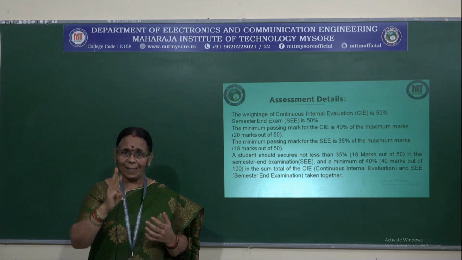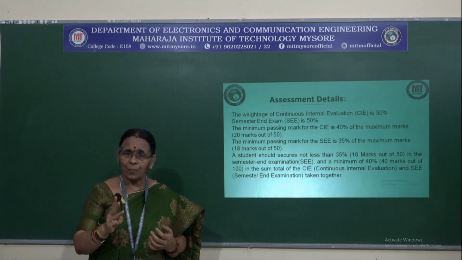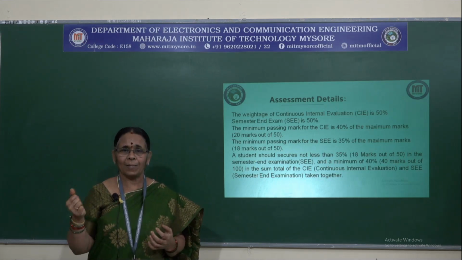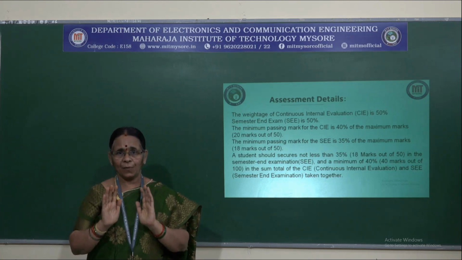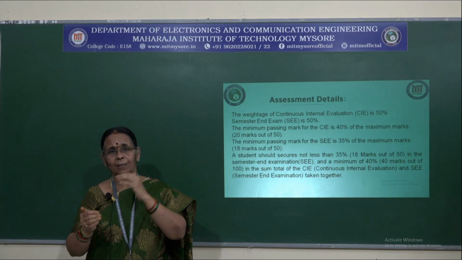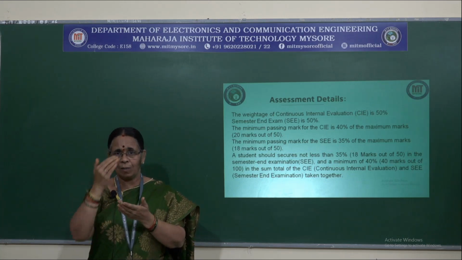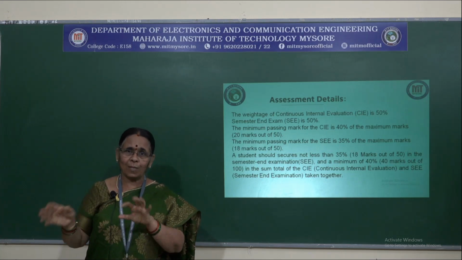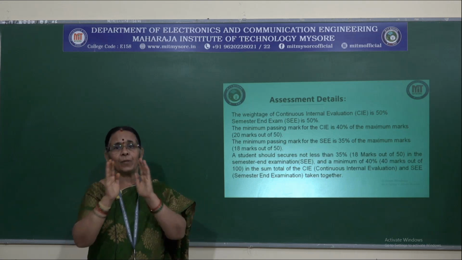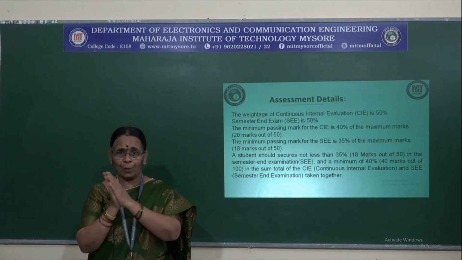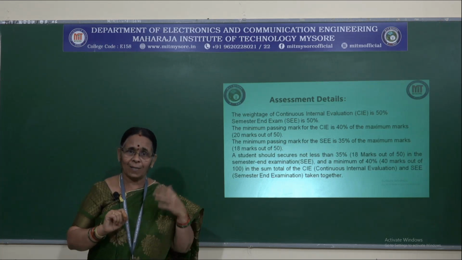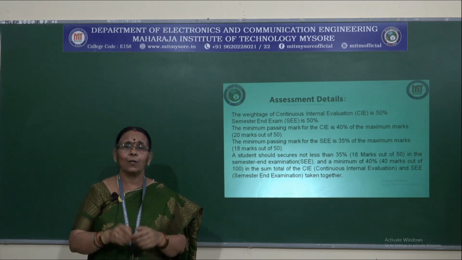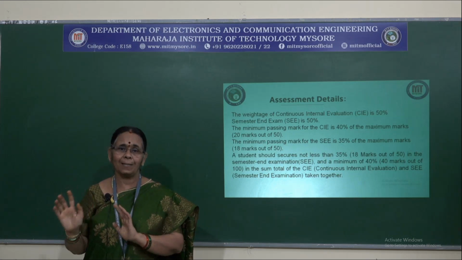That means 3 tests of 20 marks each, and then 1 or 2 assignments. So together it is 100 marks. Out of 100, all those added together, for each of the 3 tests and 2 assignments, adding all together, you should have scored 40 out of 100, or 20 out of 50. If it is 10 out of 50 or something like that, you are not allowed to write the final examination.